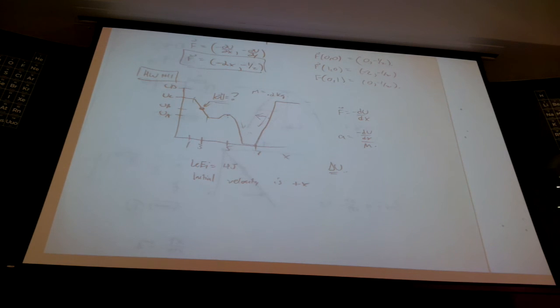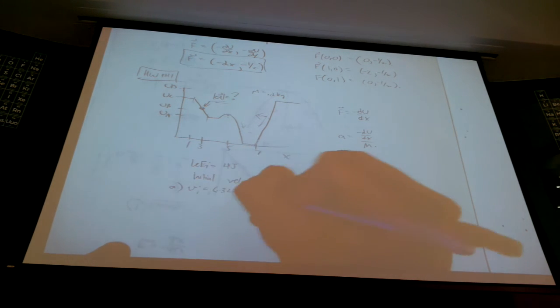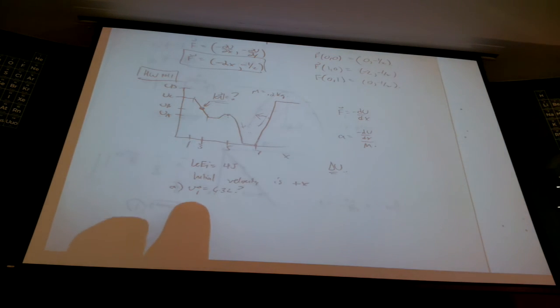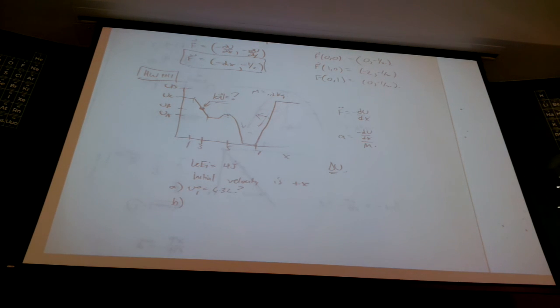The first question says its initial speed is 6.32. Well, that's just related to the initial kinetic energy. So just solve that: one half m v squared is kinetic energy. You can check it. I'm not going to go through that. So part B says its total mechanical energy when it gets to x equals 7 meters is 16.